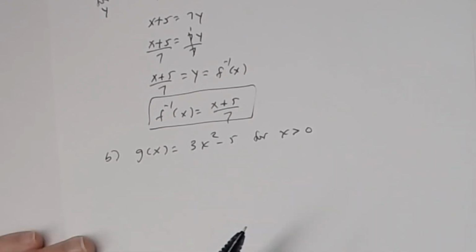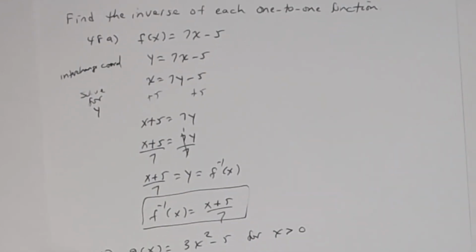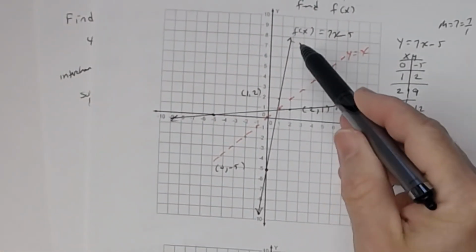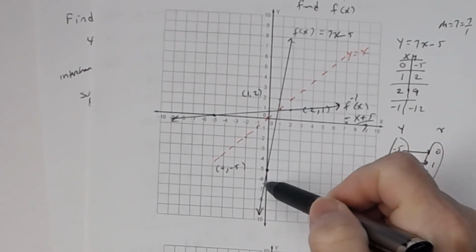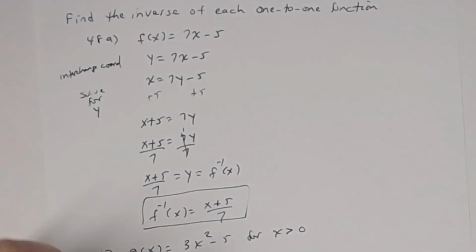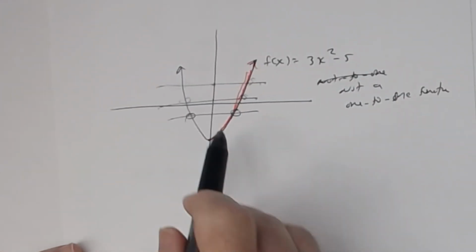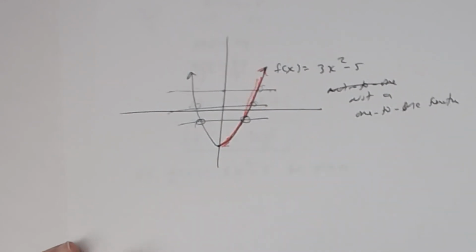All right, now I didn't have to do that here. I didn't have to restrict the domain here because that line we drew was already a one-to-one function. No matter where I drew that horizontal line, it would go through the graph just once. So that was a one-to-one function. But when I drew that quadratic function, it was not a one-to-one function. So that's why we have to restrict the domain.